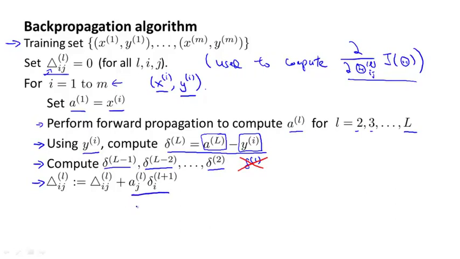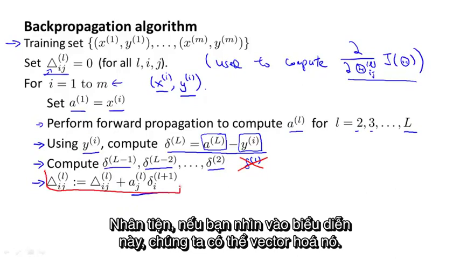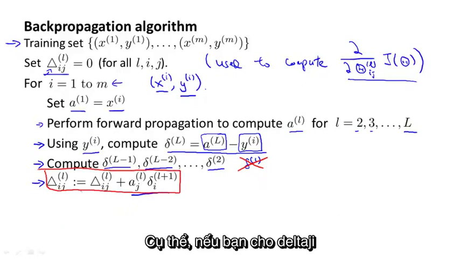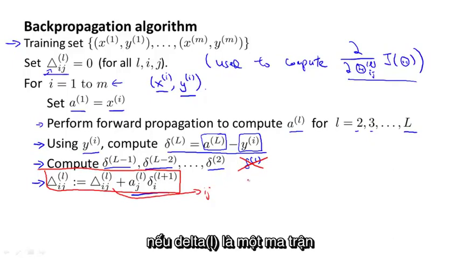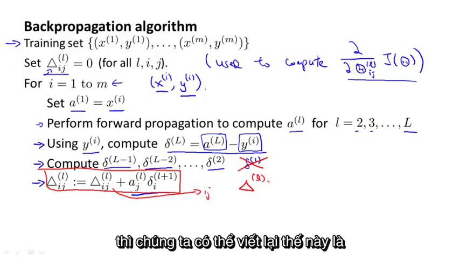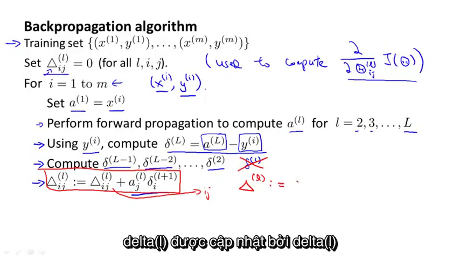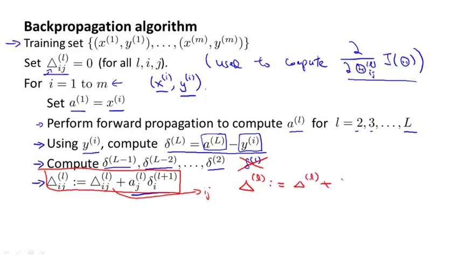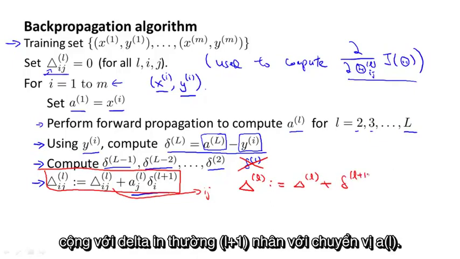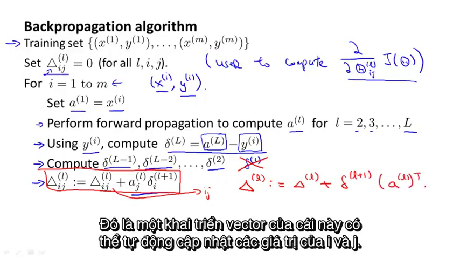By the way, if you look at this expression, it's possible to vectorize this too. Concretely, if you think of capital delta L as a matrix indexed by subscript ij, then you can rewrite this as: capital delta L gets updated as capital delta L plus lowercase delta L plus 1 times a L transpose. That's a vectorized implementation that automatically does this update for all values of i and j.